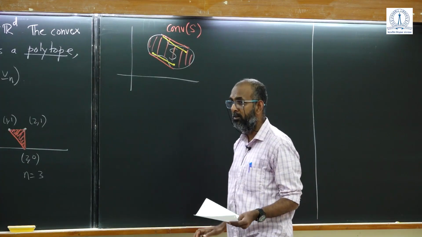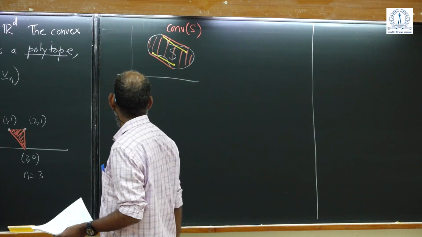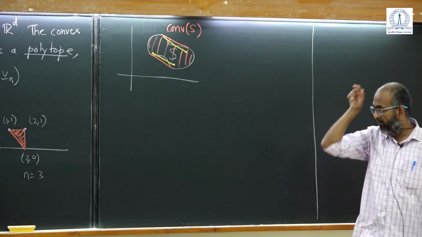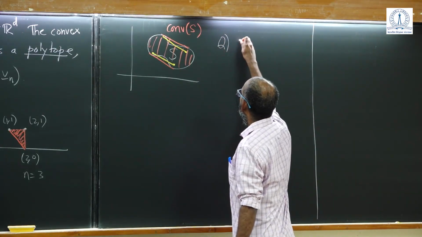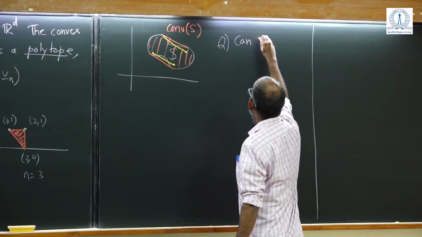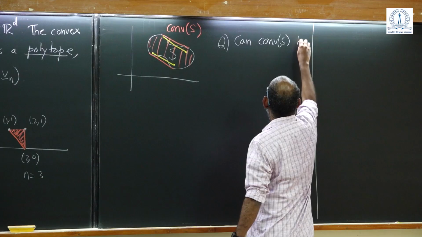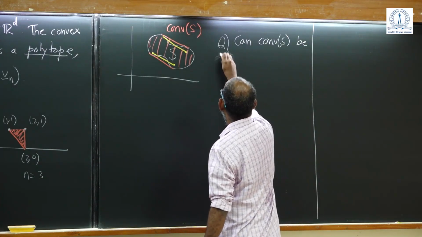Arvind, maybe this is a good one to ask. Can you cut this out with half spaces as well? For this set. Yeah. So question: can conv of S be cut out, that is, be the intersection of half spaces?